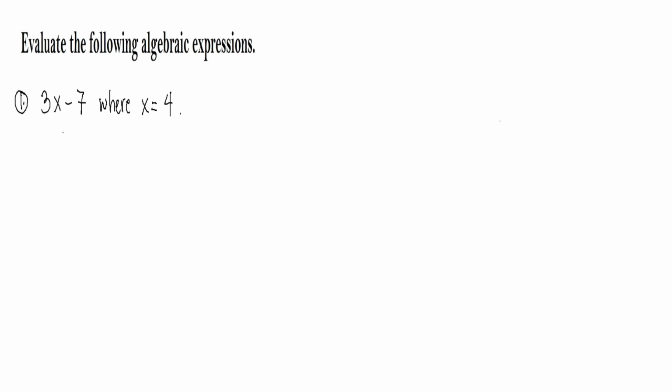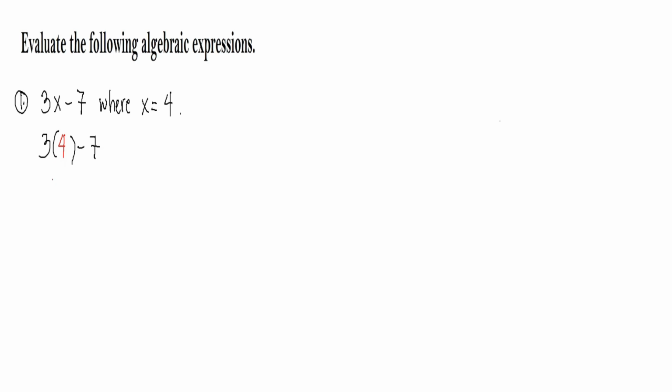Now, for our first example, we have the variable x, where according to the given, the value of our x is equal to 4. So all you just have to do is substitute the x. Instead of writing x, you're just going to write 4. So 3 times 4 minus 7. Again, all you just have to do is change the x into 4, and then do the PEMDAS method, or you can also use the MDAS method.